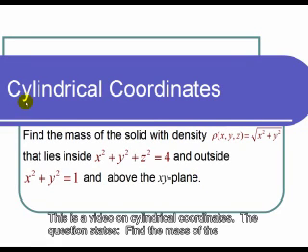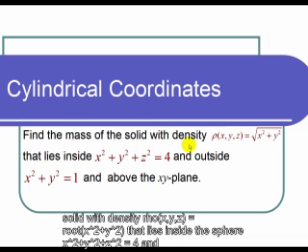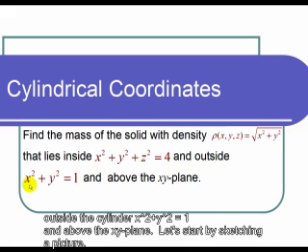This is a video on cylindrical coordinates. The question states, find the mass of the solid with density rho of x, y, z equals the square root of x squared plus y squared that lies inside the sphere x squared plus y squared plus z squared equals 4 and outside the cylinder x squared plus y squared equals 1 and above the xy plane.